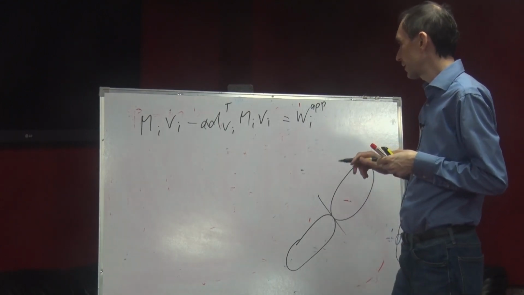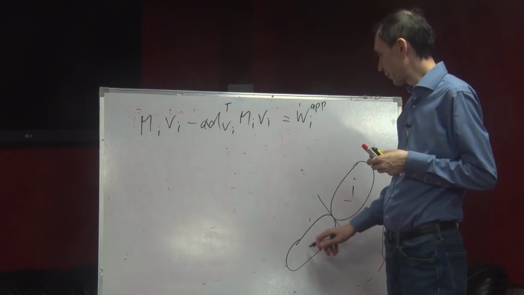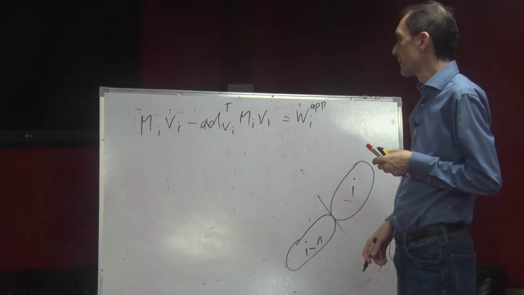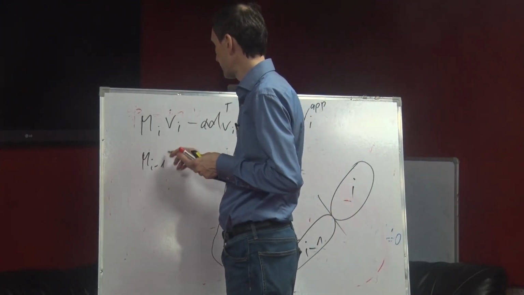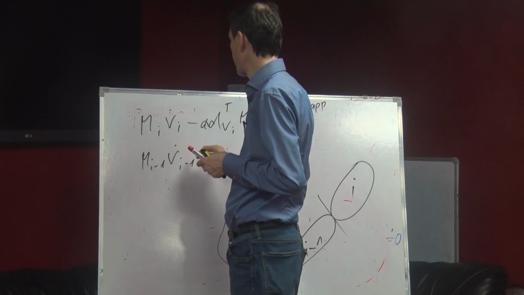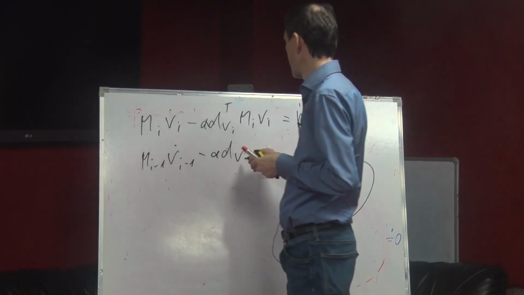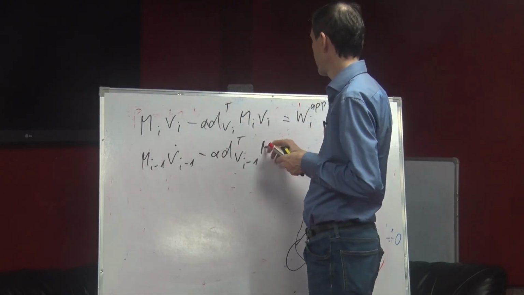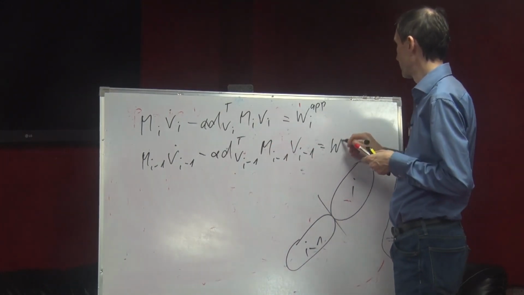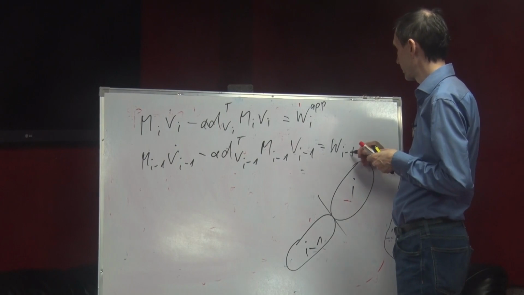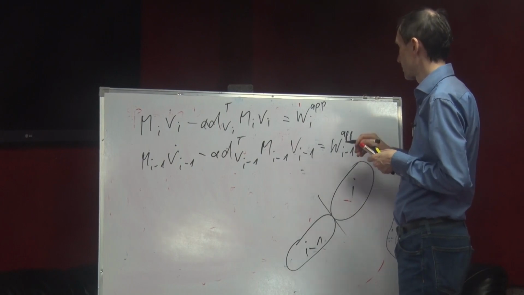Okay, now say this is maybe body i. Now we have i minus 1. And this is of course the same, right? I mean, maybe I don't have to write it, but let's do it. So, i minus 1 transpose, M i minus 1, V i minus 1 is equal to W i minus 1 applied wrench, okay?